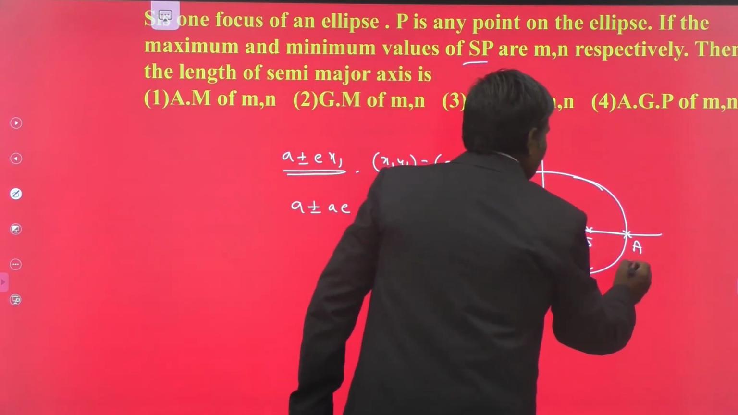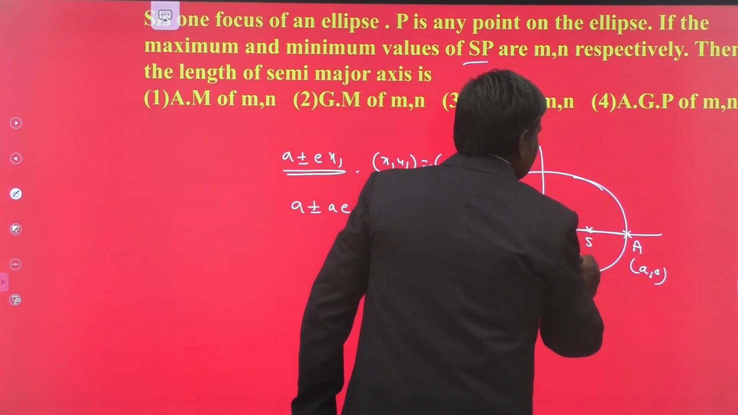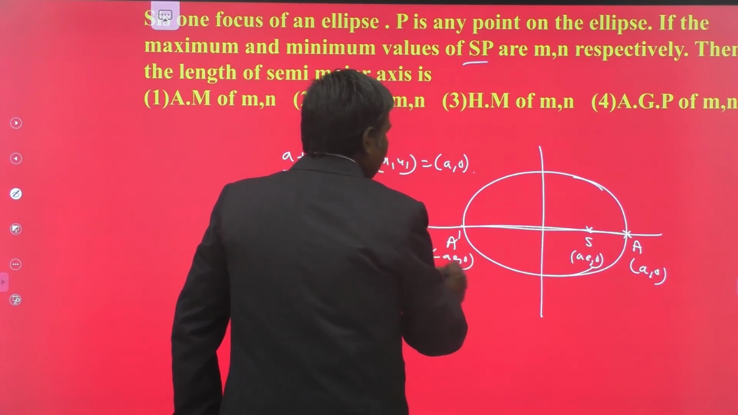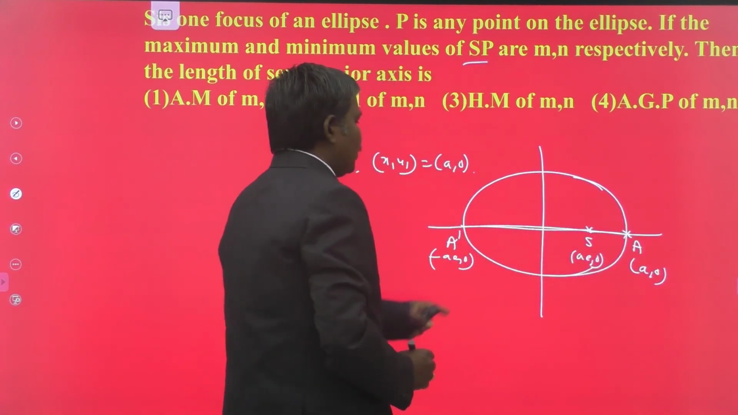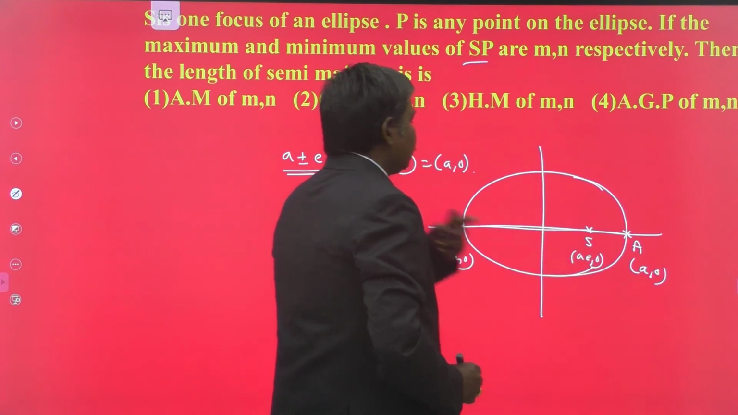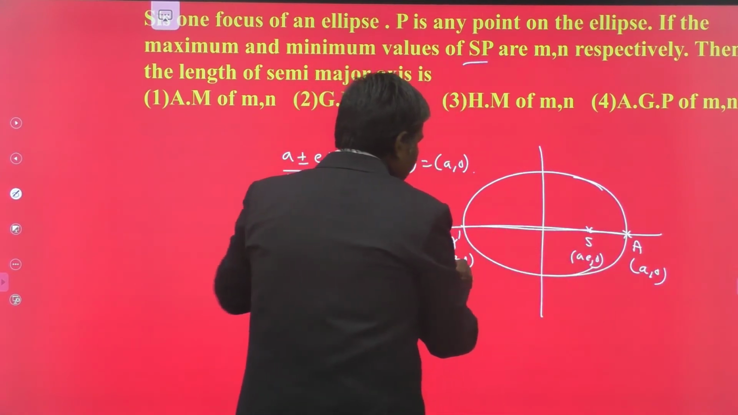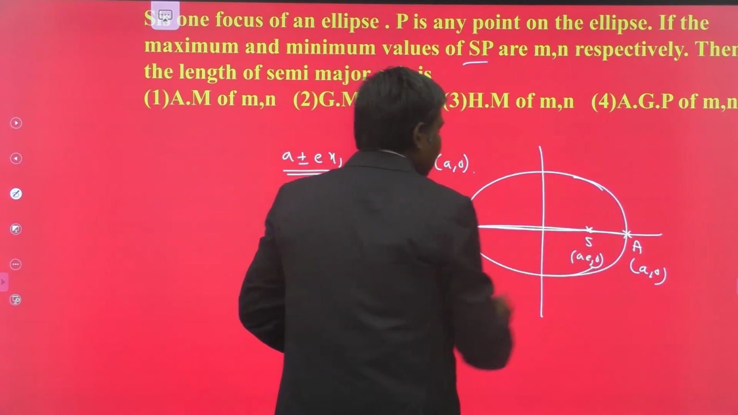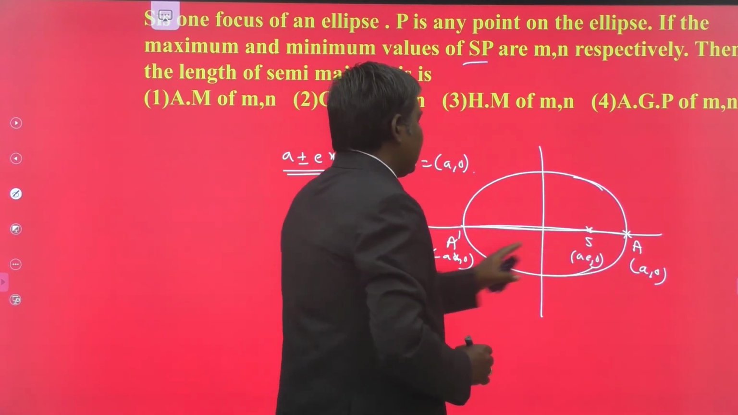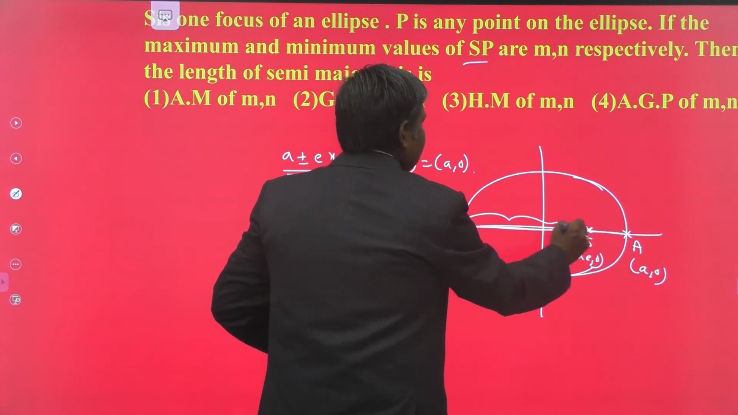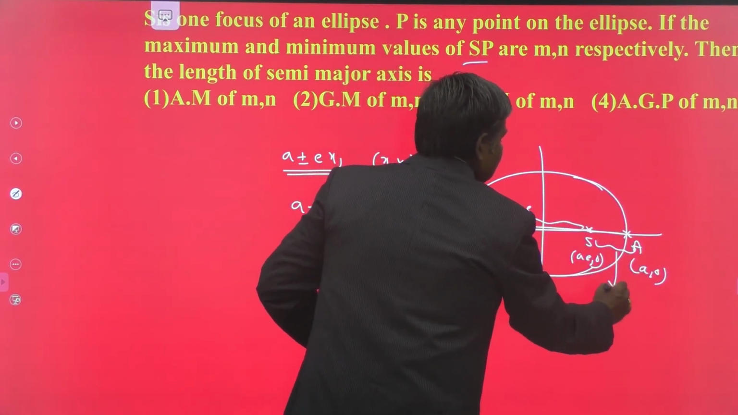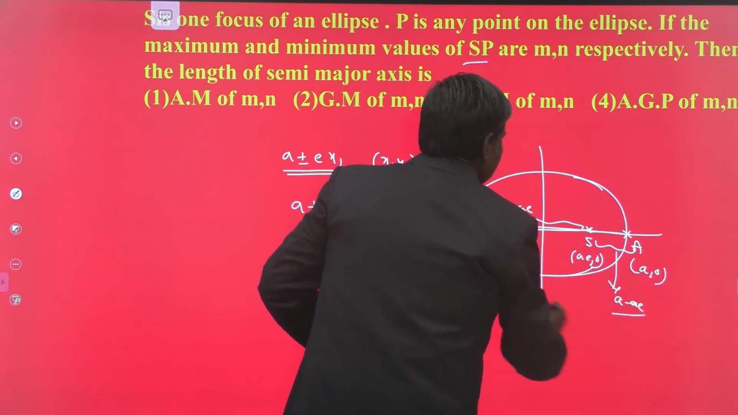So this is your point A comma 0, this is AE comma 0, this is minus AE comma 0, and this is minus A comma 0. So what is the maximum focal distance? The maximum distance is from here to here, that is A plus AE. This is the minimum distance. What is that? That is A minus AE.